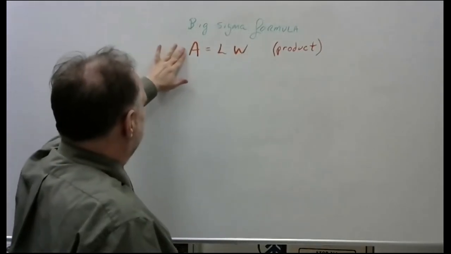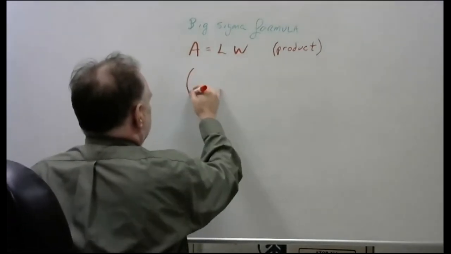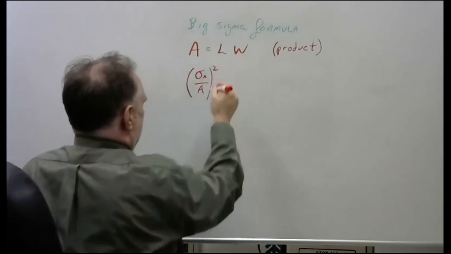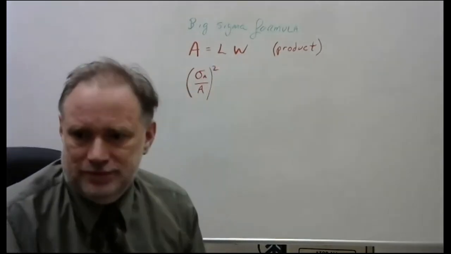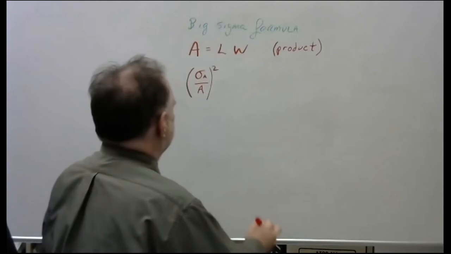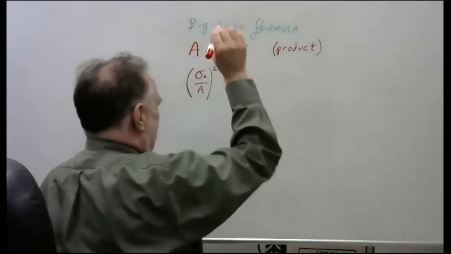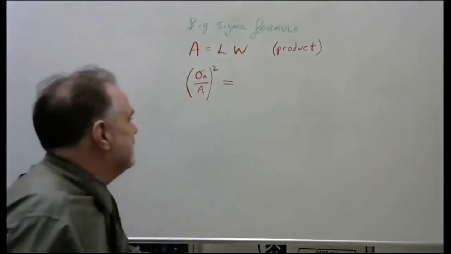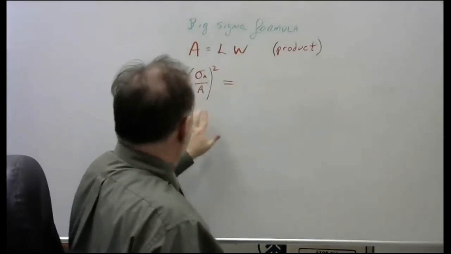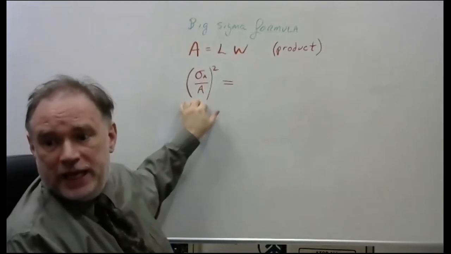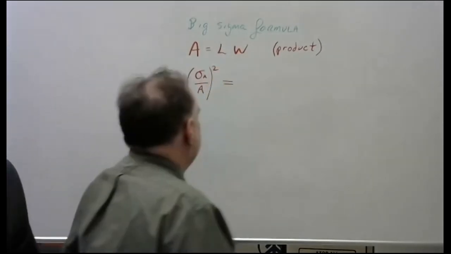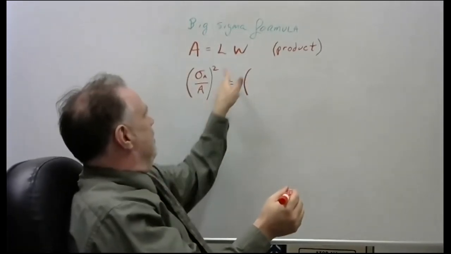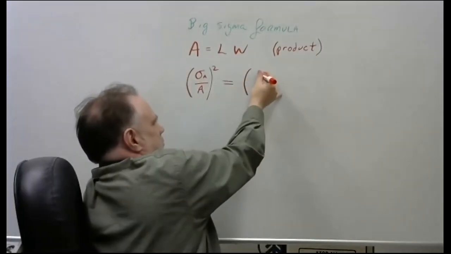So the first thing we do is we write down a ratio of sigma A over A, squared. Ratio squared. So the left-hand side is ratio squared, and that's always going to be just this on the left-hand side. On the right-hand side, for each variable, we're going to write down a ratio term and square it. So somebody tell me what I'm going to write down. I'm going to do this same thing, but for L. So what do I write?